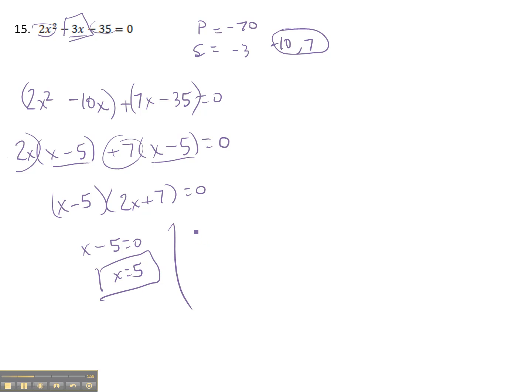Or, on the second one, 2x plus 7 equals 0. Subtract the 7 over and divide by 2. Negative 7 halves. Or turn it into a decimal if you prefer.